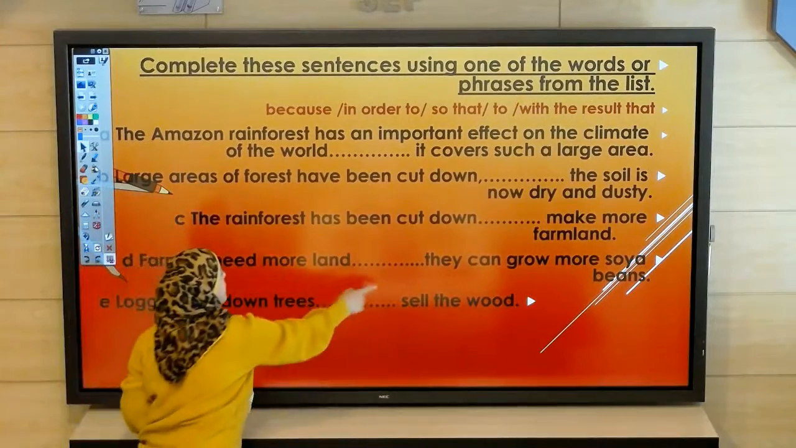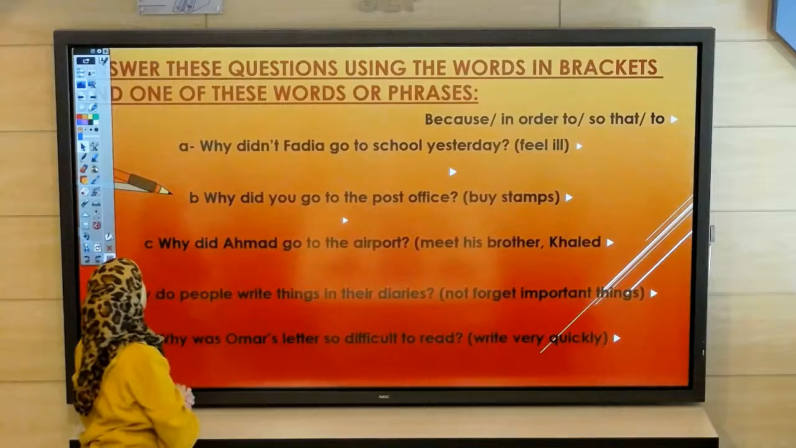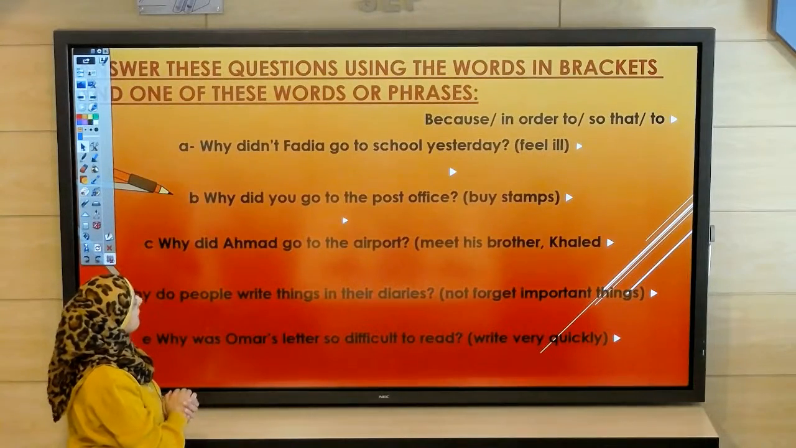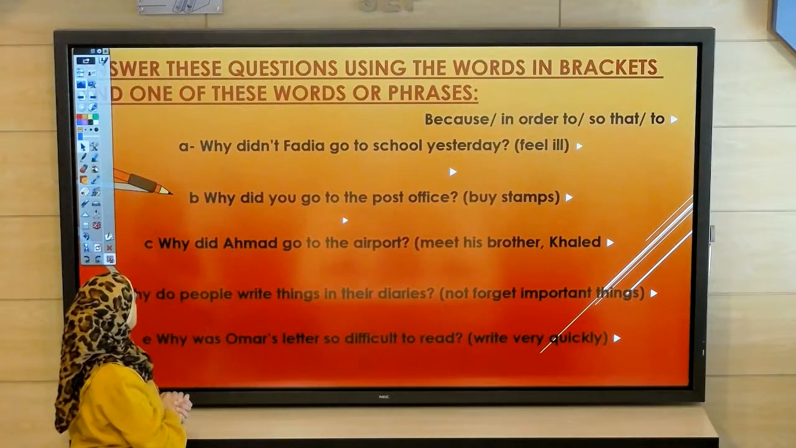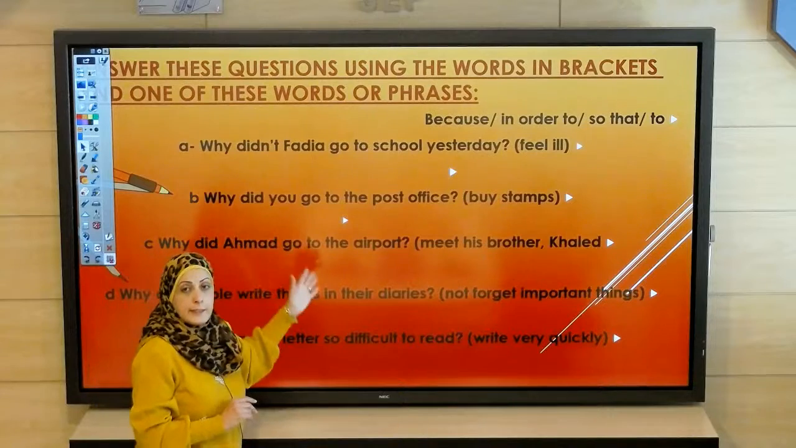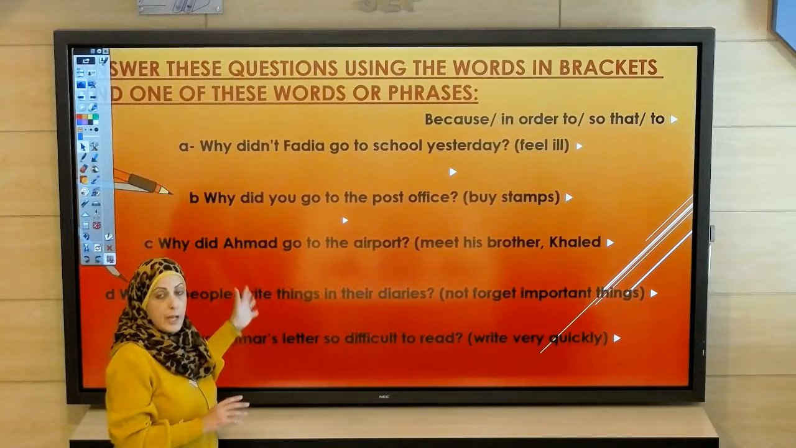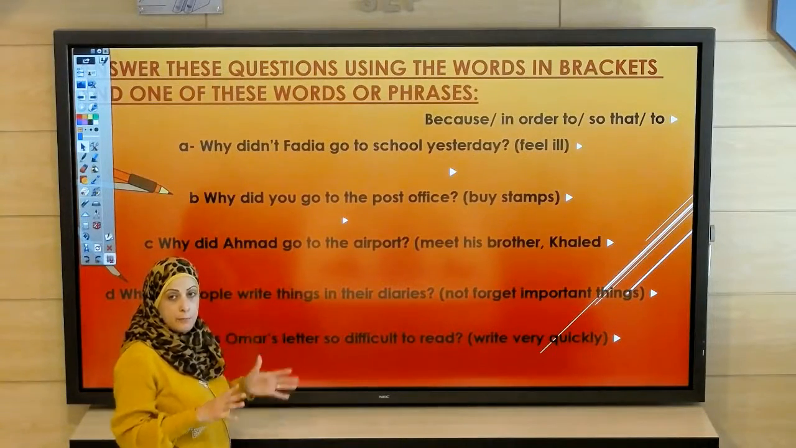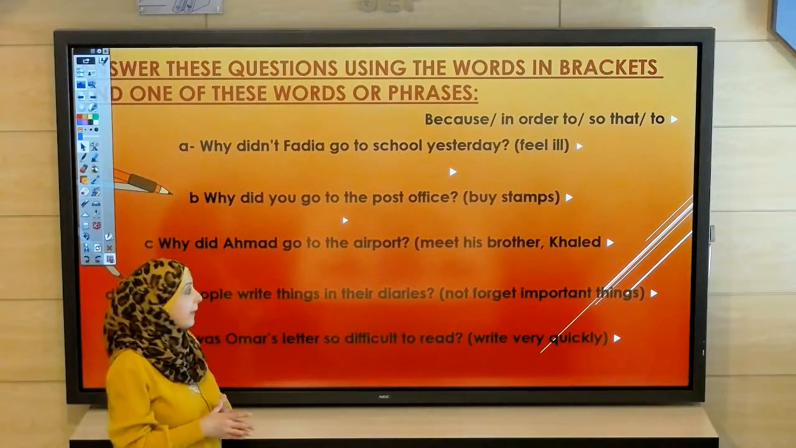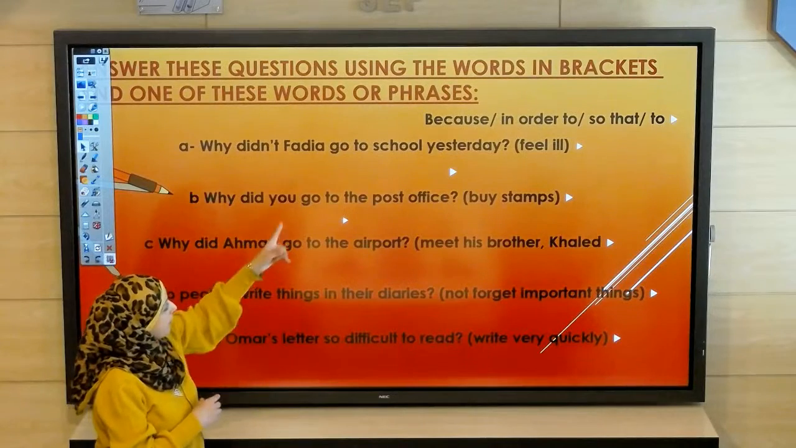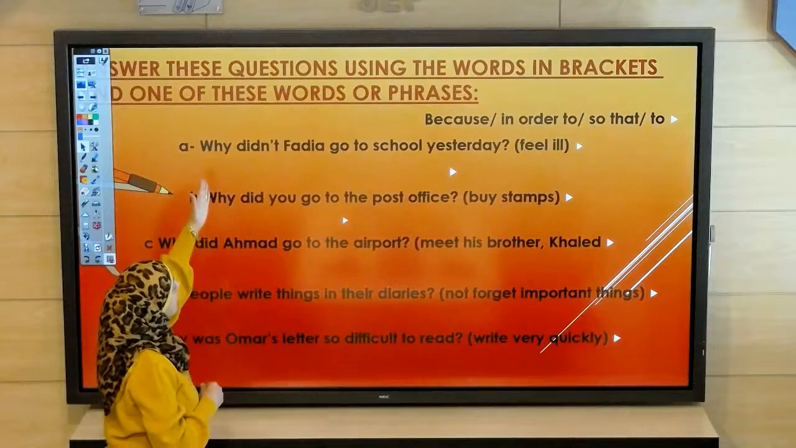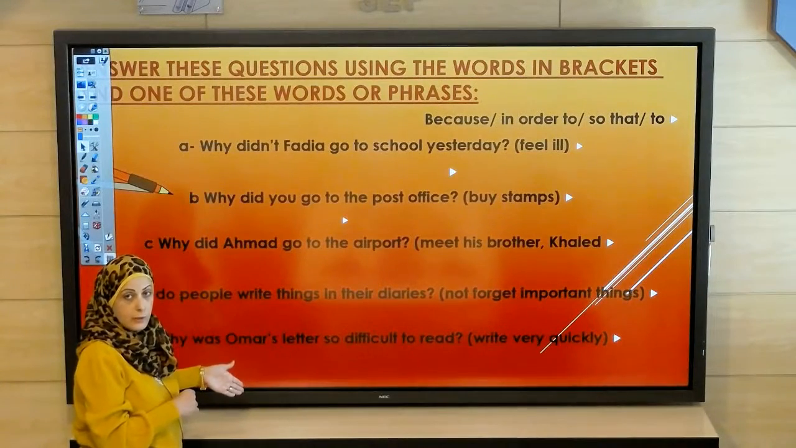Now, let's move to another task. Answer these questions using the words in brackets, and one of these words or phrases. Notice here, this exercise in your book. And notice, in the exam, you have to complete the sentence or choose between brackets, okay? Notice here, we have the words because, in order to, so that, to. We want to answer these questions, okay?